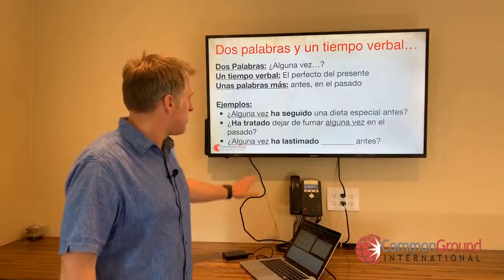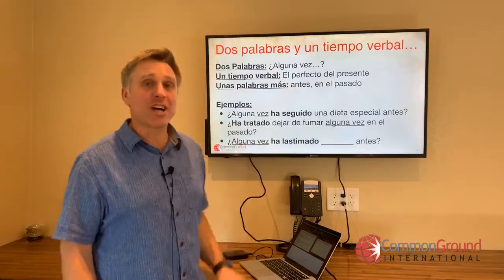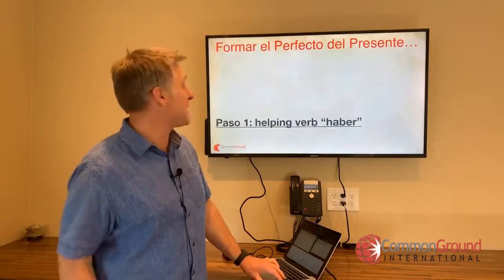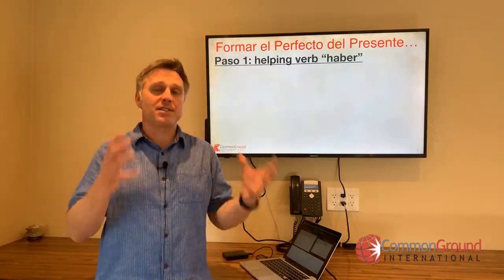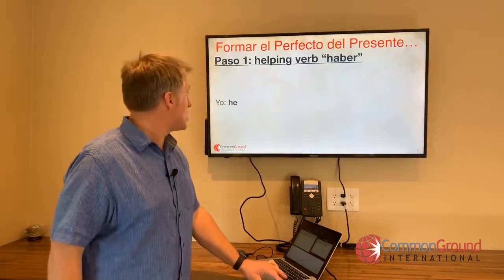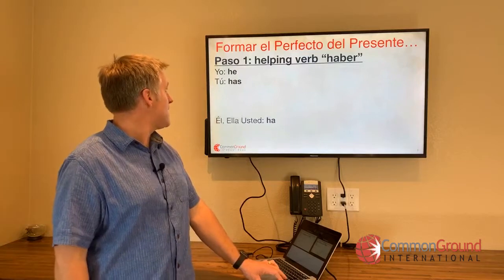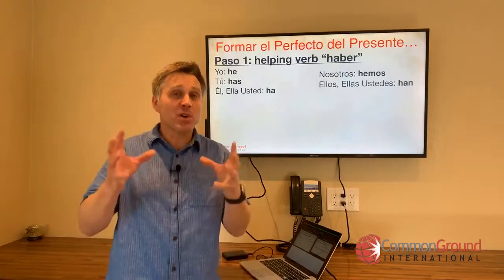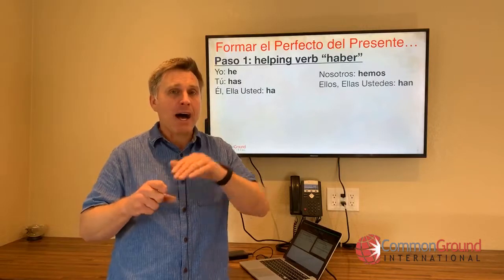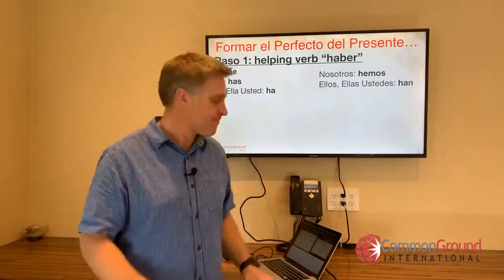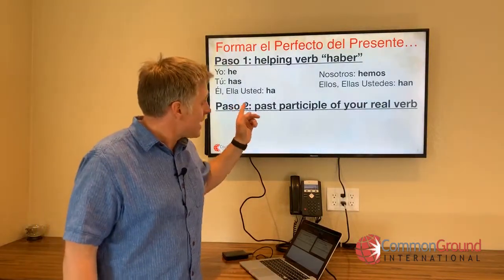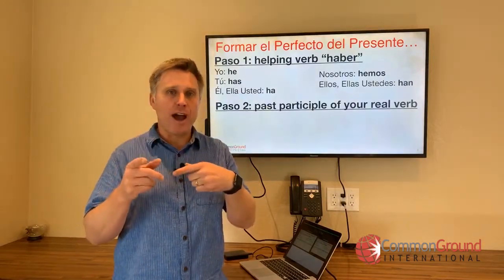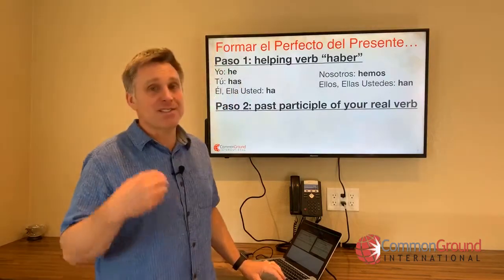Okay? Bien. So, how do we form this ha lastimado, ha seguido, ha tratado tense of the verb? Okay? It's the present perfect tense. So, ¿cómo formar el perfecto del presente? First of all, we have to have this a form of the verbo. So, yo he, tú has, él, ella, usted ha, nosotros hemos, ellos, ellas, ustedes han. So this is going to be the first word in that verb phrase. Ha tratado, ha seguido. Okay? Bien. And then we need to get to the past participle of the real verb that we're talking about. So if it's tratar, the verb to try, then it's tratado. And if it's seguir, seguido.